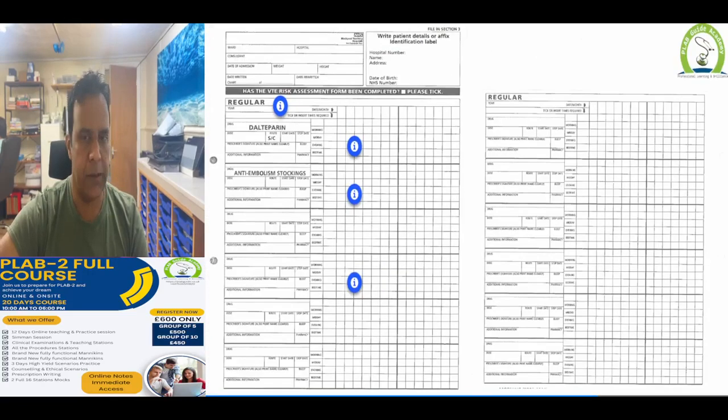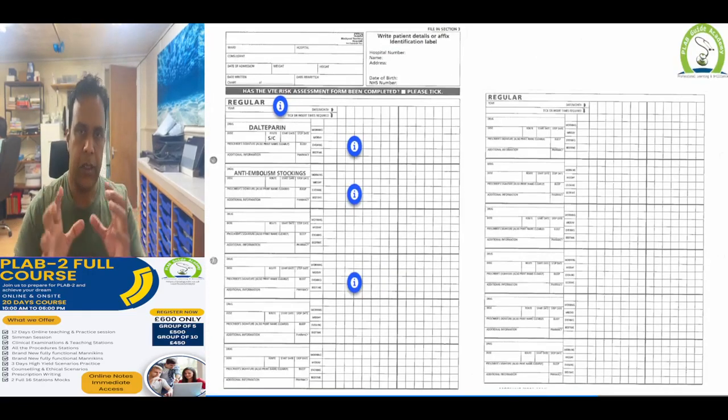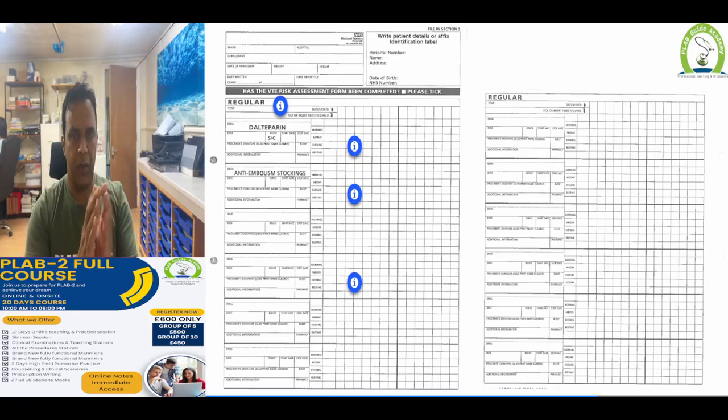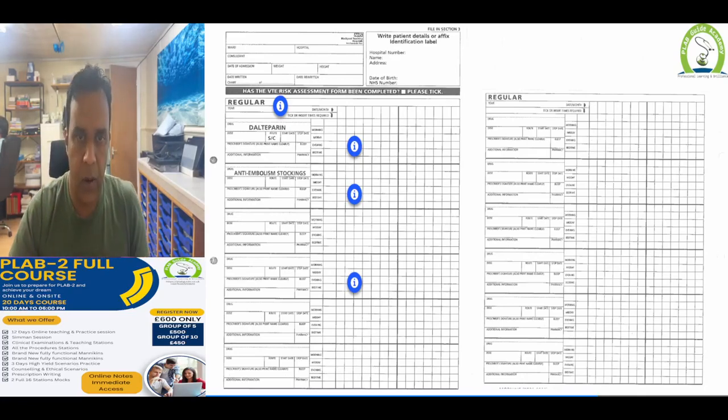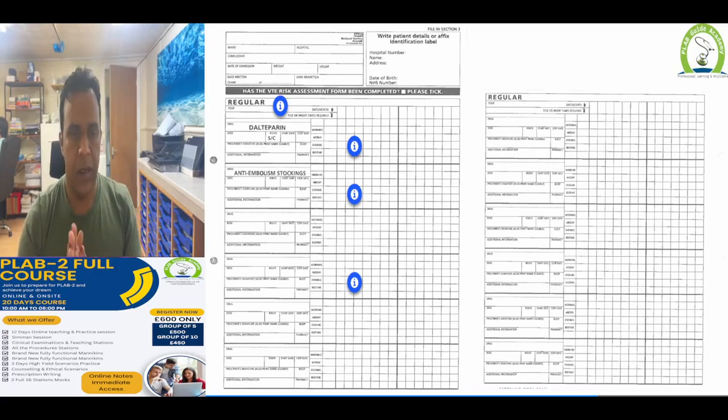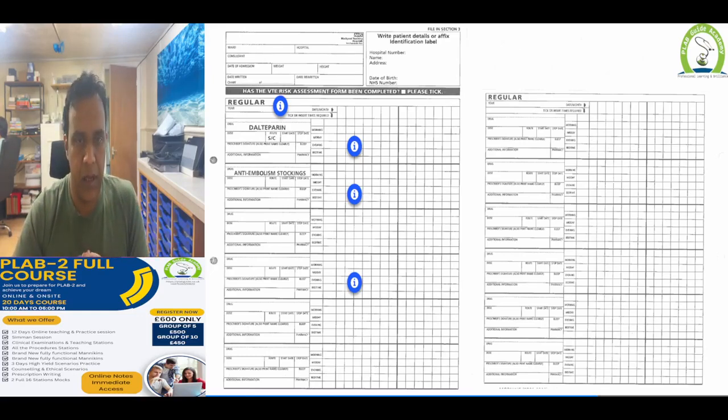Now going to the next page is the regular page. This is another page where you have to put the sticker of the patient or write the information of the patient as well as of the department wherever the patient is staying. This is for the regular medications. Any medication that you want to give the patient regularly, you should write on here.